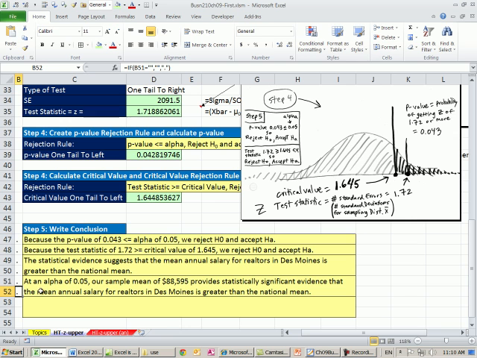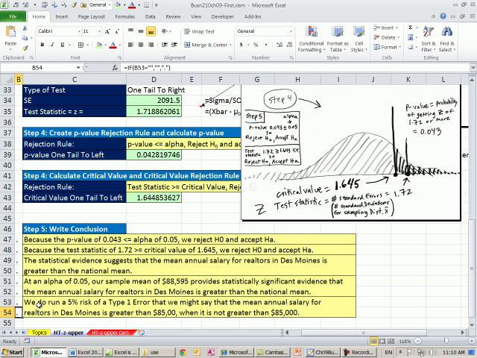All right, another way to conclude: at an alpha of 0.05, our sample mean of $88,595 provides statistically significant evidence that the mean annual salary for realtors in Des Moines is greater than the national mean. Now remember, we have a potential for an error here too. So I'm going to say down here, we do run a 5% risk of a type 1 error, that we might say that the mean salary for realtors in Des Moines is greater than $85,000 when, in fact, it's not greater than $85,000. All right, hypothesis testing, that's a lot of fun.